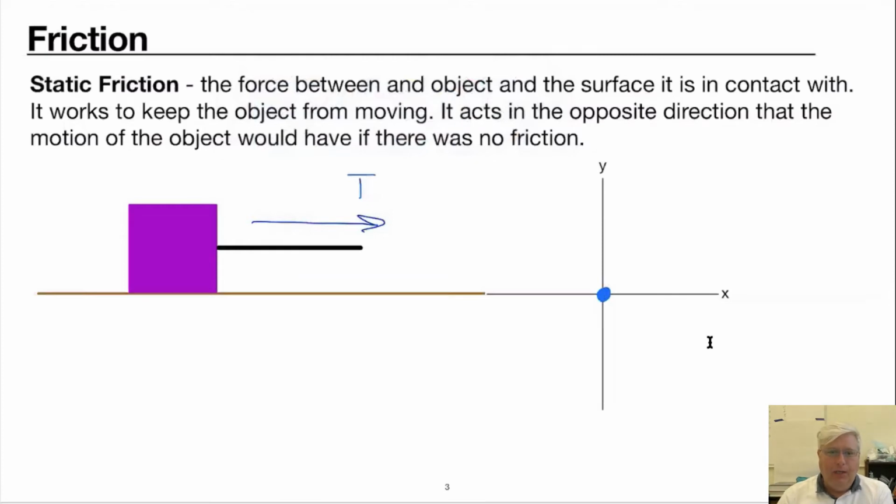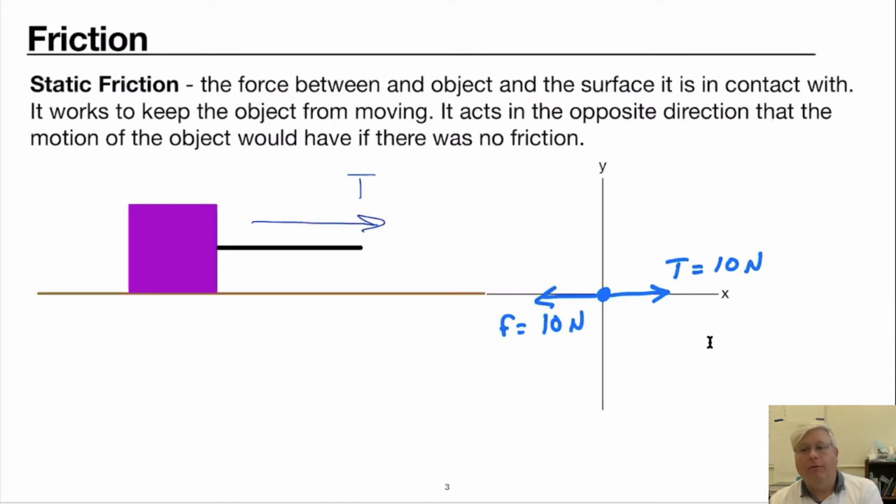Let's say that I'm applying a force of 10 newtons, so a tension of 10 newtons, but it doesn't move. What we see is that the friction between the box and the surface it's on is also applying a force of 10 newtons. It's trying to hold it back. Static friction always acts in response to whatever the applied force is until it reaches a maximum limit.